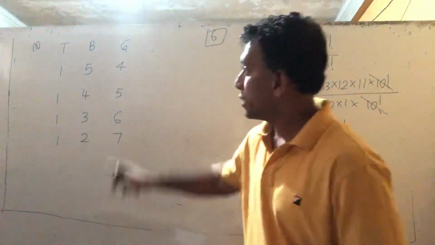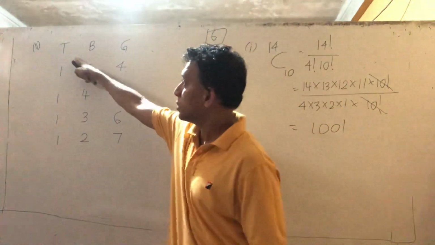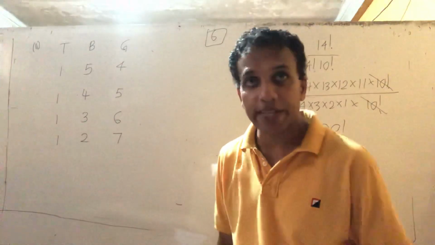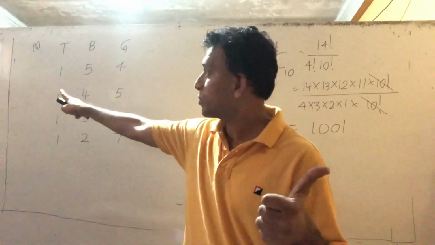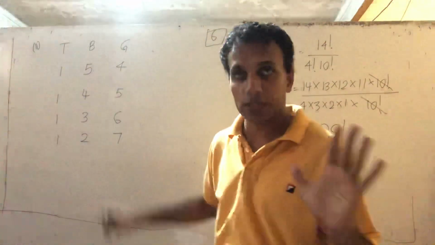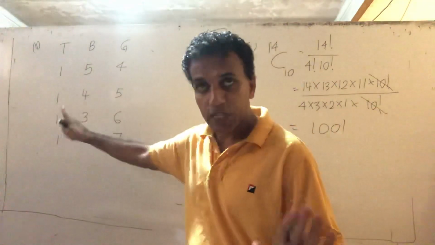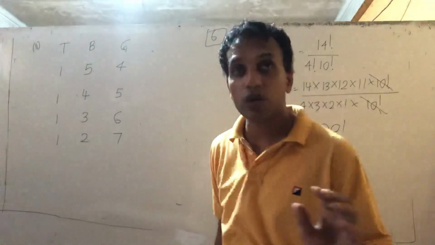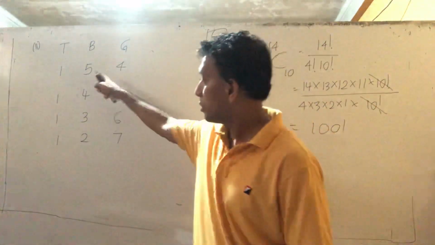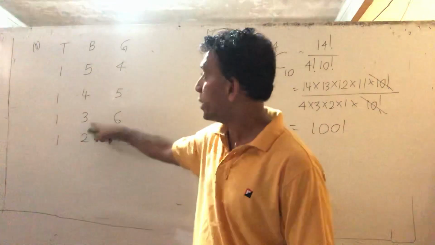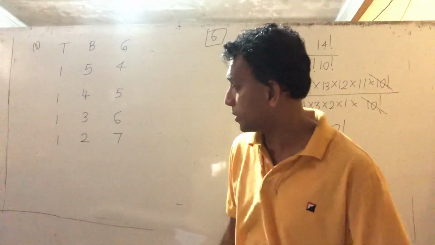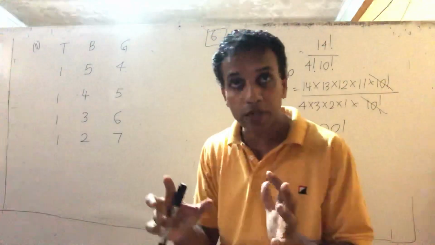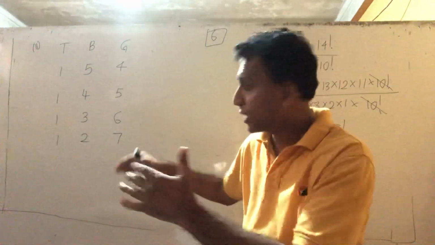So see, I have shown here teacher, boy, girl. All the possibilities of the selection: 1 teacher, 5 boys and 4 girls, that makes 9. 1 teacher, that is compulsory, 4 boys and 5 girls, 9 totally. 1 teacher, 3 boys, 6 girls, totally 9. Yeah, 2 boys, 7 girls, totally 10 members with 1 teacher. So these are all the possibilities, there is no other chance.